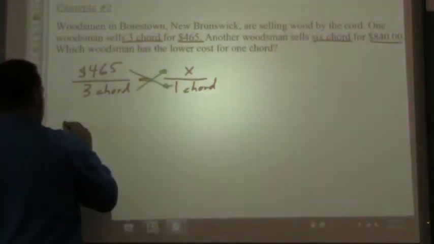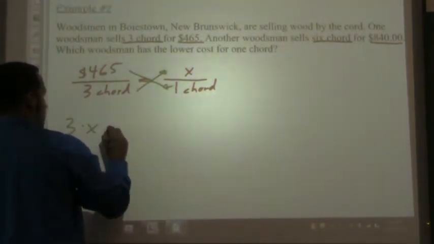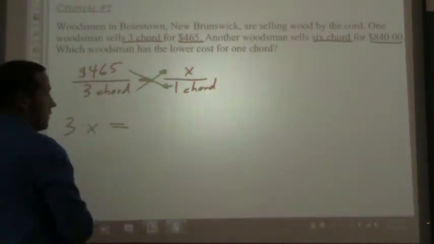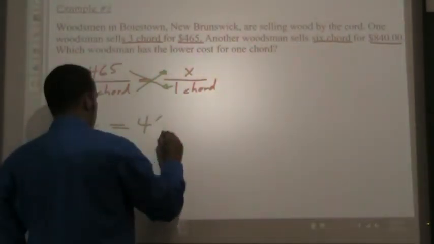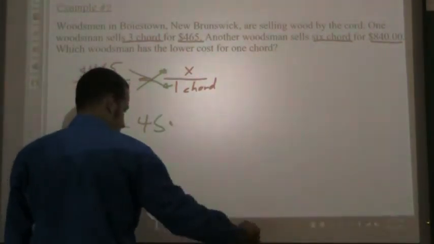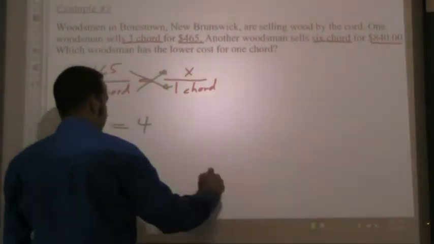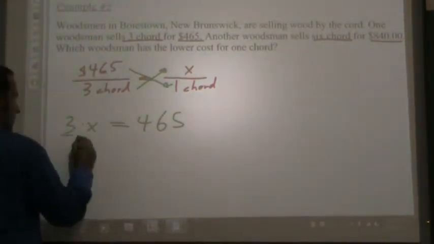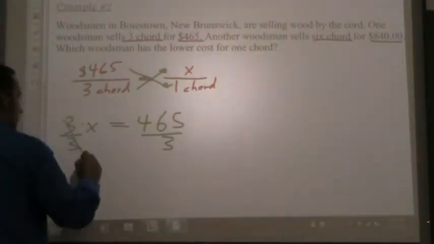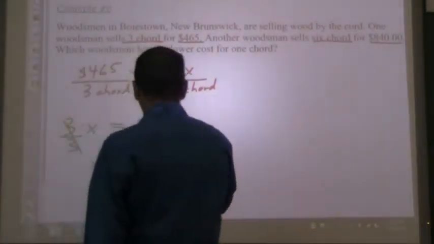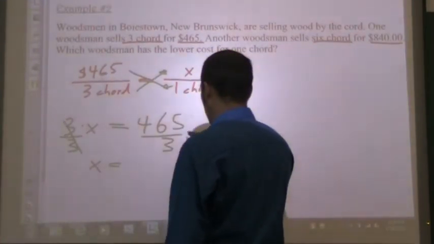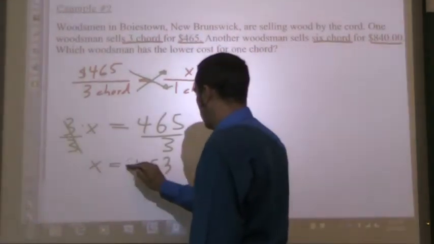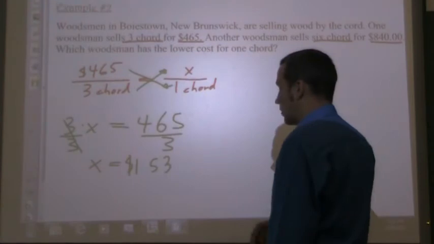So 3 times X, I get 3 times X equals 465. Isolating X here, I need to get rid of the 3. So X equals, it's going to give me 1, 5, 3, so $153 per cord.